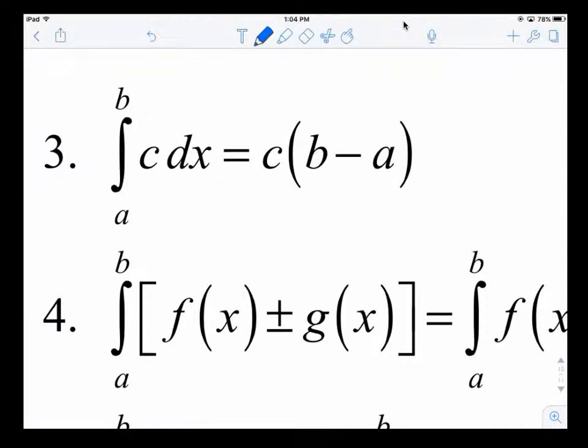If you have just a constant, that's what the c stands for, essentially what you're doing is you have a horizontal line and you're trying to figure out the area that the rectangle makes. So if this was like 1 and this was like 10, you figure out a rectangle going from 1 to 10 of however tall that number is.